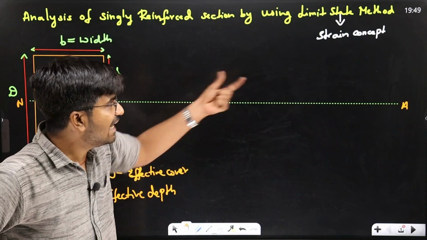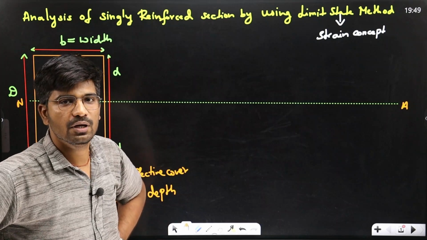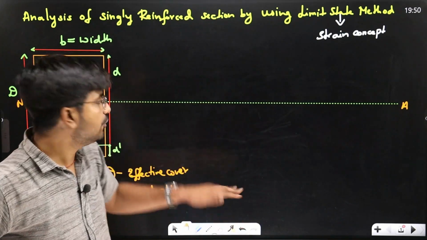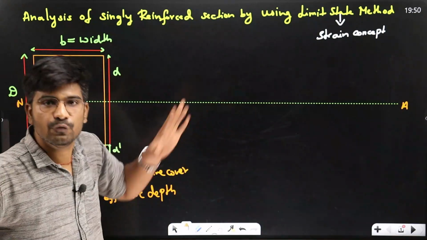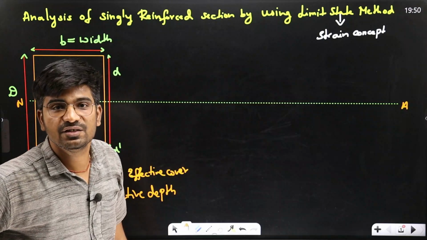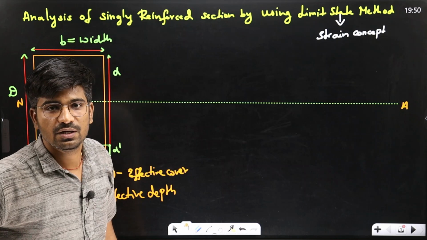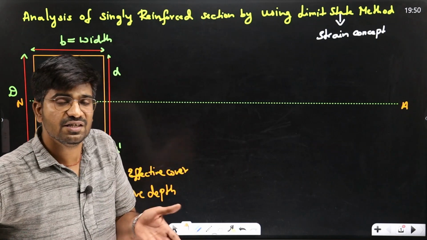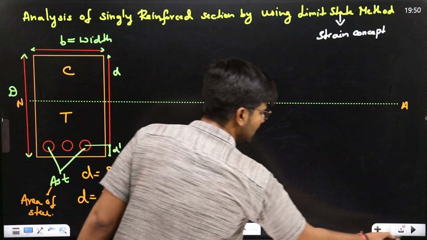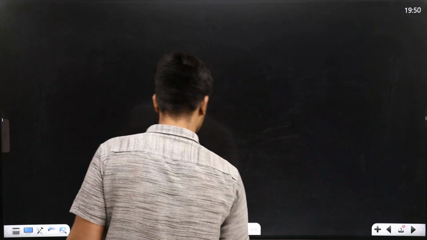So before designing a singly reinforced section, you have to know about the assumptions used in the limit state method. Then only it is possible to design or analyze this singly reinforced section. What are the assumptions we generally use? Definitely you can see there are so many questions coming from this topic, from the assumptions also. So we will discuss all the assumptions one by one.